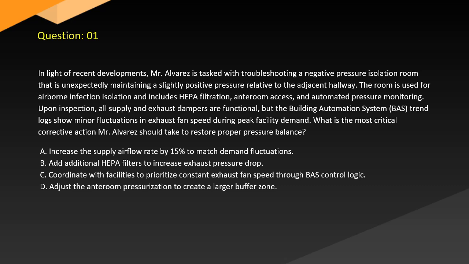What is the most critical corrective action Mr. Alvarez should take to restore proper pressure balance? A. Increase the supply airflow rate by 15% to match demand fluctuations. B. Add additional HEPA filters to increase exhaust pressure drop. C. Coordinate with facilities to prioritize constant exhaust fan speed through BAS control logic. D. Adjust the anteroom pressurization to create a larger buffer zone.